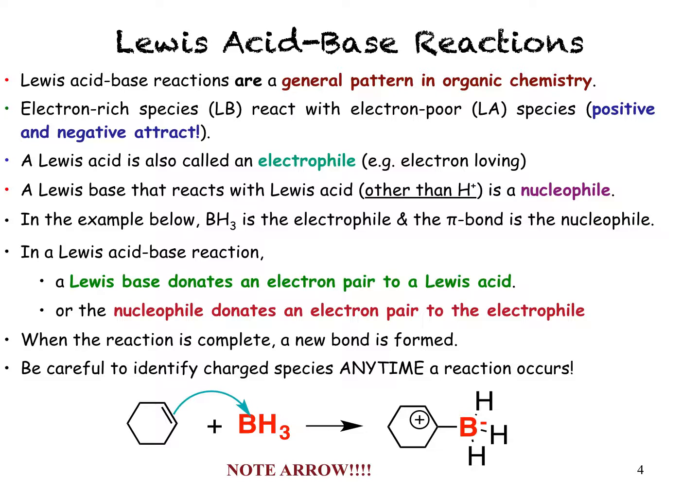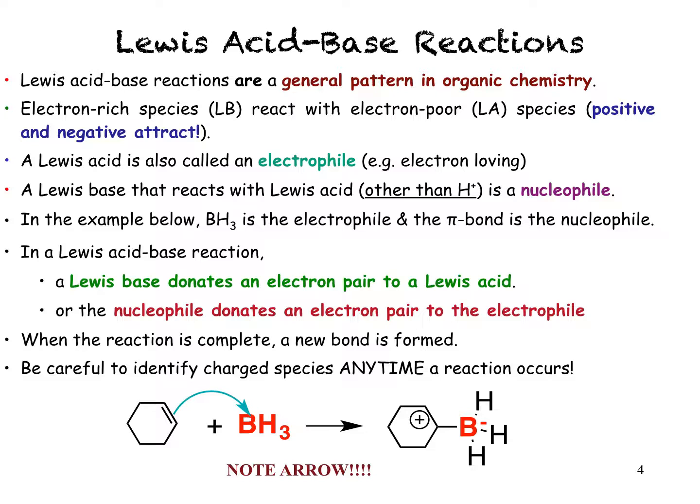The Lewis acid is also called an electrophile. The Lewis base is called a nucleophile. In the case where the Lewis base is grabbing a proton, we call it a base or a Bronsted-Lowry base, typically just a base. But in the case where it's something other than a proton, we call it a nucleophile.